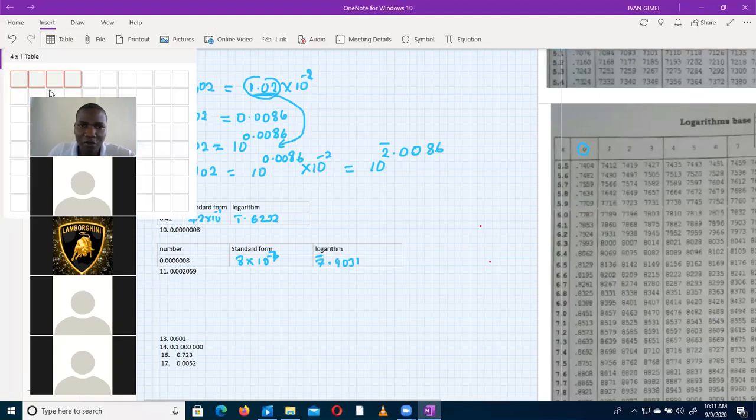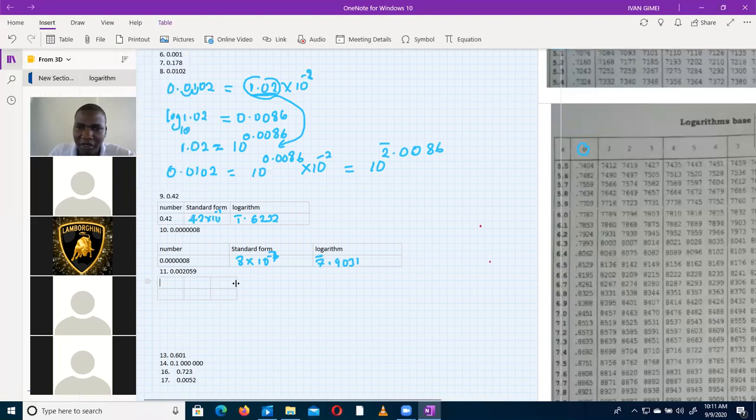Of course, for you, you'll be drawing it. You draw your table. Your table must have 3 columns, like this. I can expand them like that. Now, what do I have? I have the number in the first column. Then the second column, I have standard form.